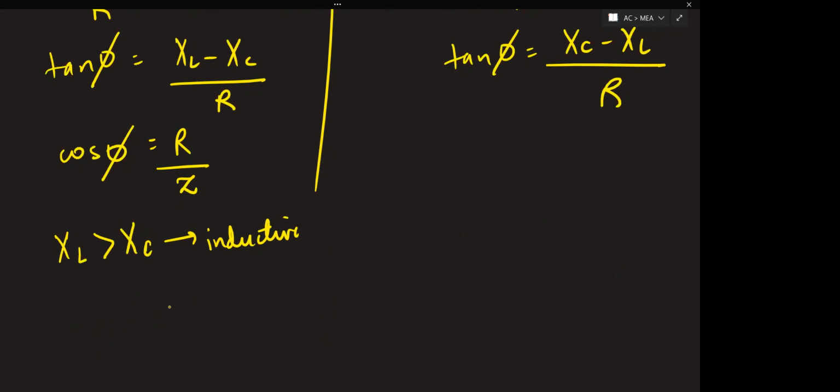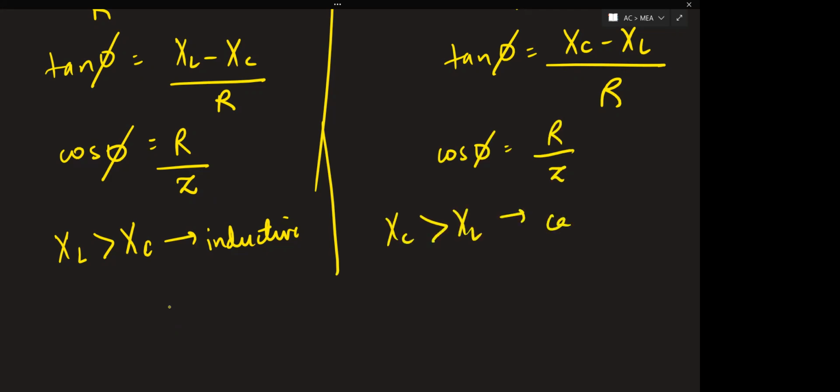Wherever you get confused between C and L, please ask me then and there while writing. So the series circuit is said to be inductive. Here also cos phi will be equal to R by Z. But if XC is greater than XL, you will say your circuit is a capacitive circuit. So it is either inductive or capacitive.